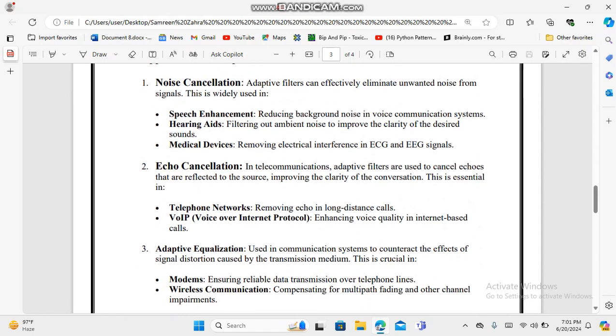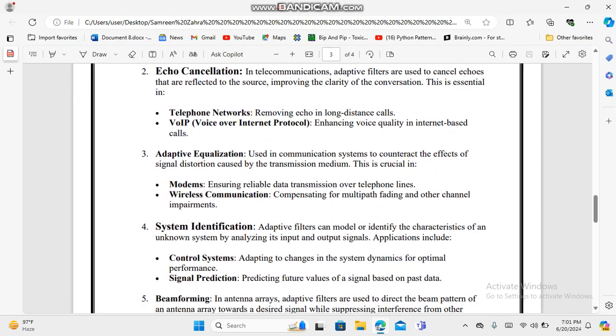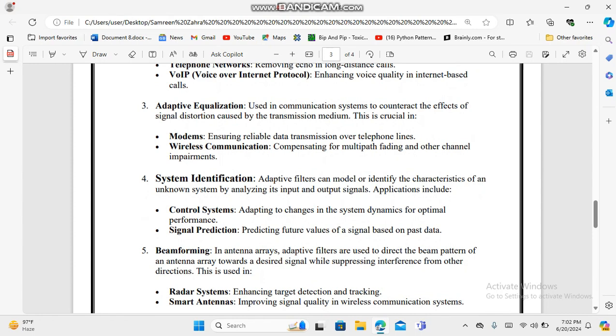Echo cancellation. In telecommunication, adaptive filters are used to cancel echoes that are reflected to the source, improving the clarity of the conversation. This is essential in telephone networks and voice over internet protocol. Adaptive equalization is used in communication systems to correct the effects of signal distortion caused by the transmission medium. It is especially important in modems and wireless communication systems. System identification. Adaptive filters can model or identify the characteristics of an unknown system by analyzing its input and output signals. System identification applications include control systems and signal prediction.